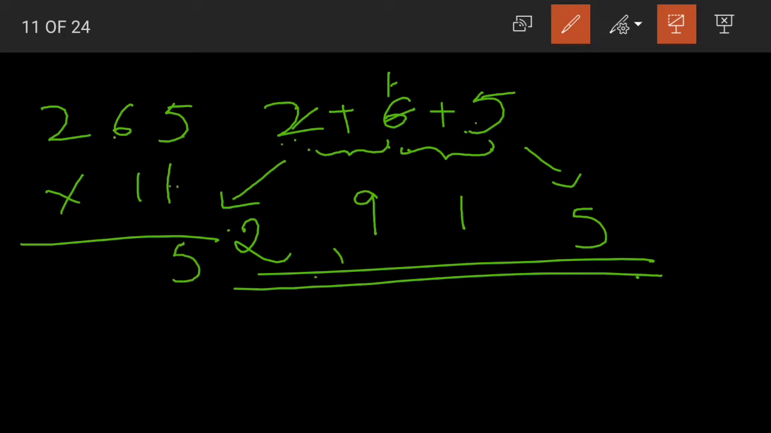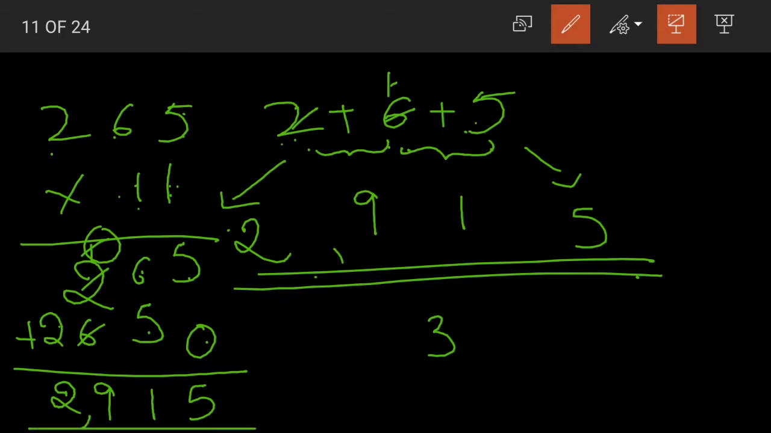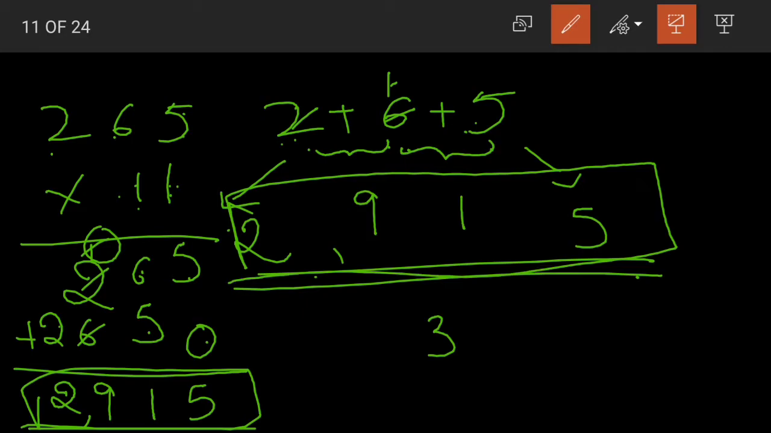1 5s are 5, 1 6s are 6, 1 2s are 2. Now a new line and a 0. 1 5s are 5, 1 6s are 6 and 1 2s are 2. Now add the partial products. 5 plus 0 is 5, 6 plus 5 is 11, 1 here, 1 carried, 1 plus 2 is 3, 3 plus 6 is 9. Lastly we have 2. What is the answer? 2915. Here also what is the answer?